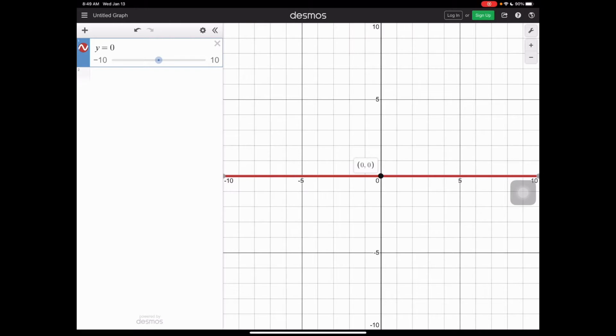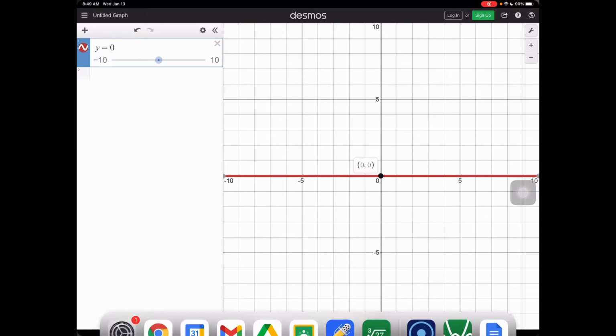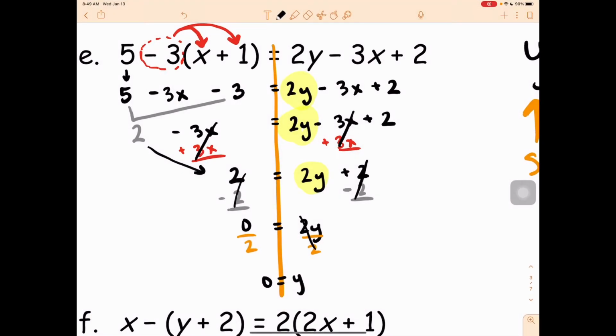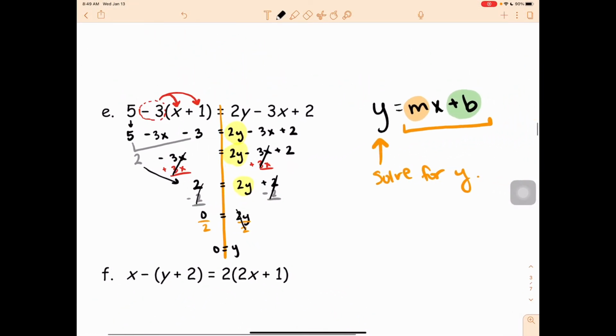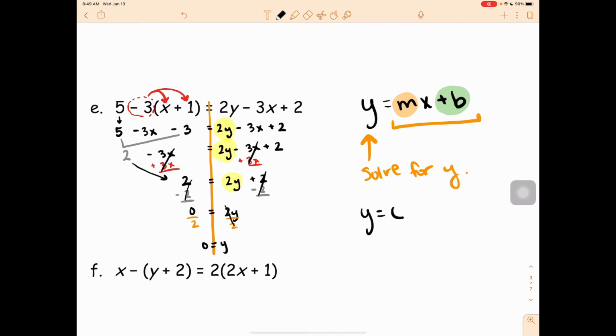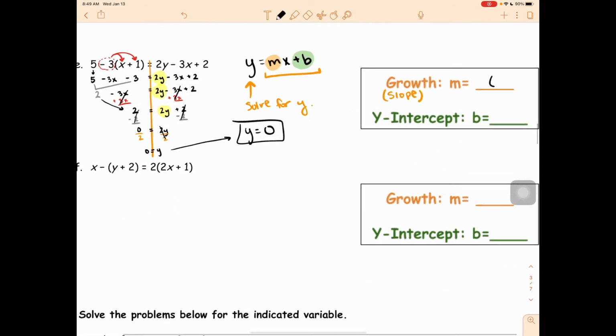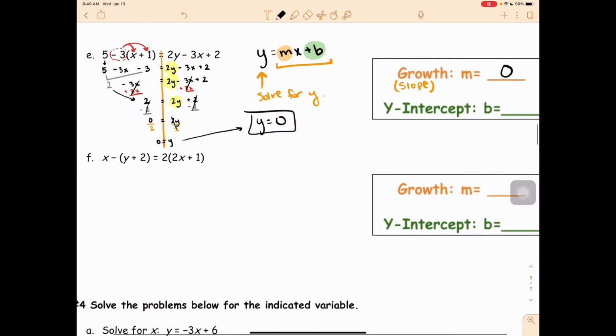You notice there's no number times x. There's no m, okay? So because there's no slant to this line, if there was a slope, it would be slanted either up or down. So here, our final equation is y equals 0, okay? And so we know that our growth, or the slope, is 0 because it's 0x, right? There's no x. And our y-intercept is 0. That's where it crosses the y-axis there. Okay? So that one's all done.